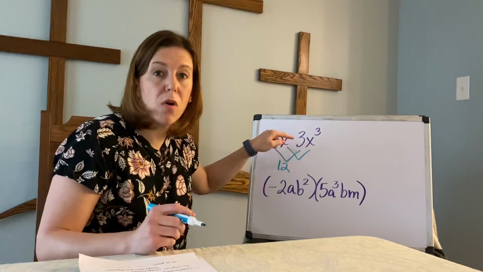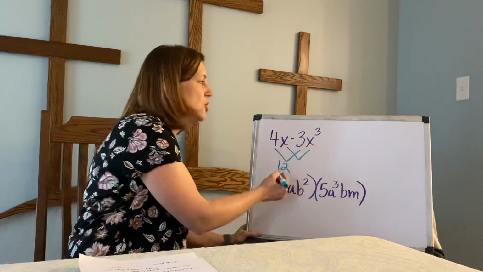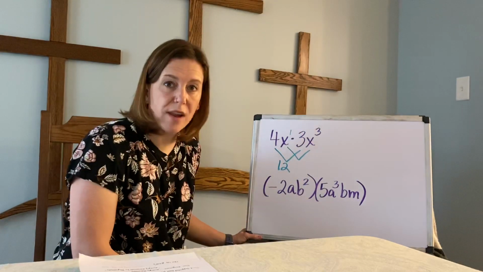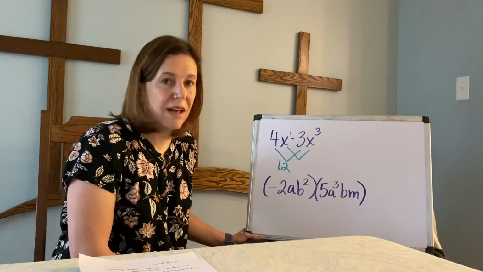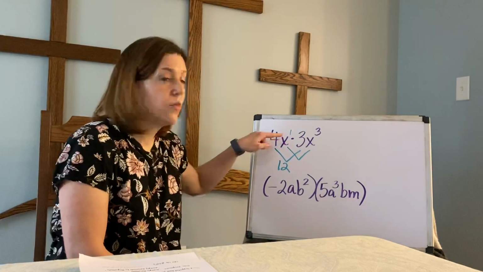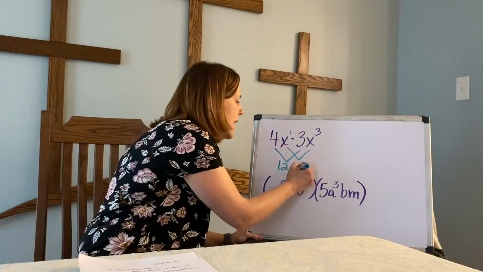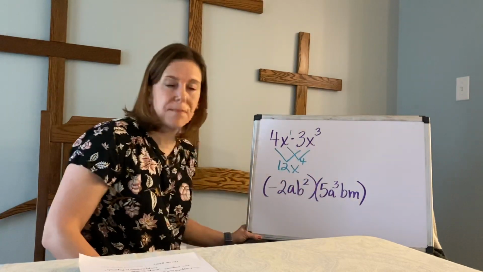So I know when I multiply with exponents, I actually add them. Well, don't forget that this power for this x is actually 1. That's the assumed 1. You don't have to write it, but it is there. So then when I add those exponents, 1 plus 3, I get x to the 4th.